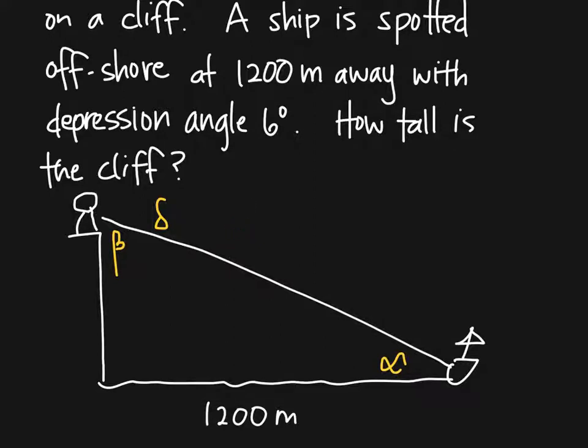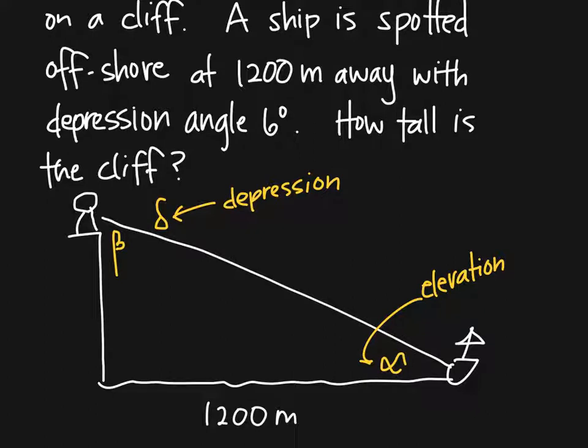A depression angle is different from alpha and beta. It's on the outside. So there is our depression. By the way, if they tell you elevation angle, that's actually the same as alpha. But depression is outside of beta. It's different. It's on the outside.